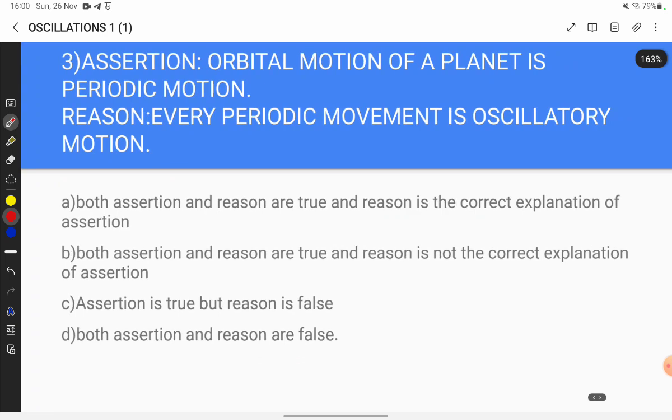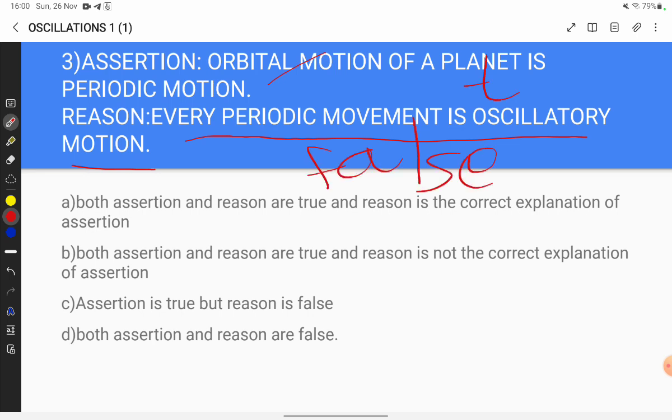Next, an assertion reason type question. Orbital motion of a planet is periodic motion. Yes, the statement is true. Every periodic movement is oscillatory motion. It's wrong. We already studied that statement. All oscillatory motions can be considered as periodic motion, but all periodic motions are not oscillatory. So the reason is false. The assertion is true. So option 3 will be the correct answer.